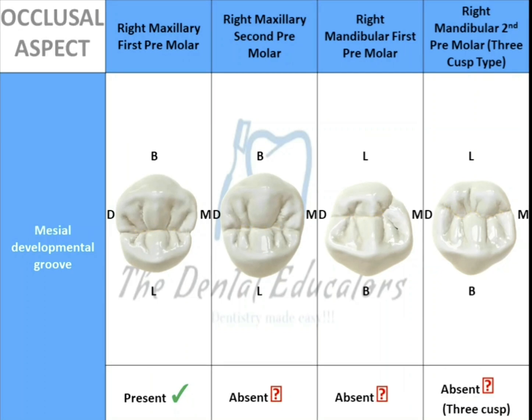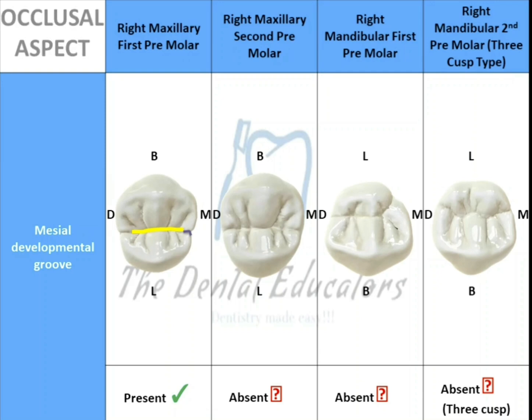The mesial developmental groove is an extension of the central developmental groove crossing the mesial marginal ridge. This is an important characteristic feature only evident on the maxillary first premolars over the mesial marginal ridge. There is no mesial developmental groove observed for the maxillary second premolars, mandibular first premolars and the mandibular second premolars, as can be observed in the images below.